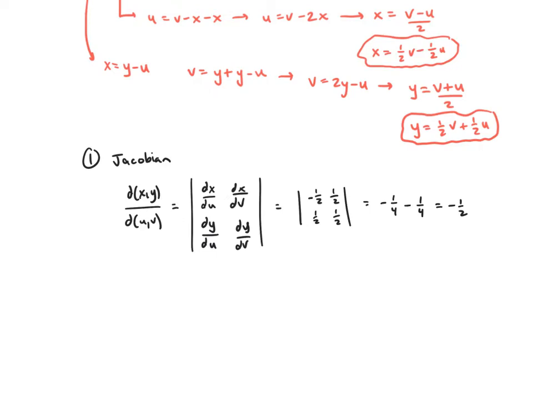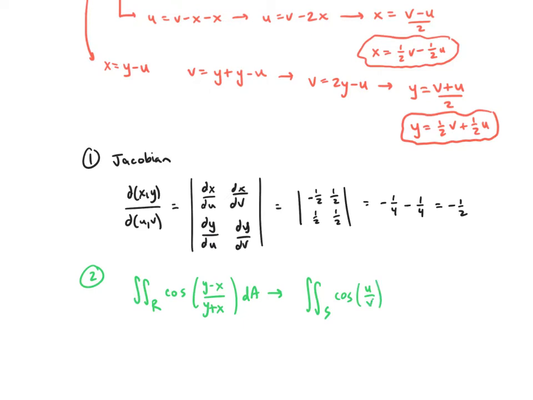Okay, the second thing that we did, modeled after example 1, was that we changed our variables. So the original double integral over R is cosine of y minus x divided by y plus x. And we're now going to change this into the double integral, and we can call it a different region, let's call it S, of cosine of u over v, or u divided by v.